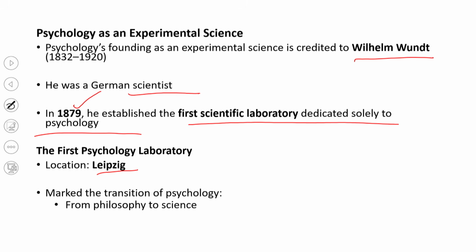So, that was the specific time period in which it became a separate, scientific discipline. This marked the transition of psychology from philosophy to science. So, that was the period. Wilhelm Wundt, therefore, is also called the father of psychology. People also call him the father of experimental psychology, because he started the discipline as a scientific discipline.